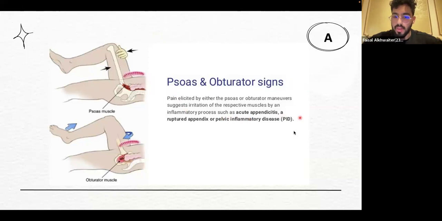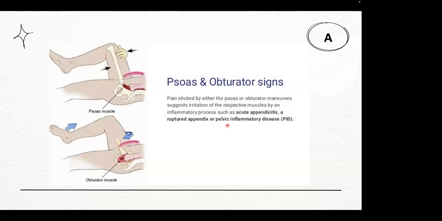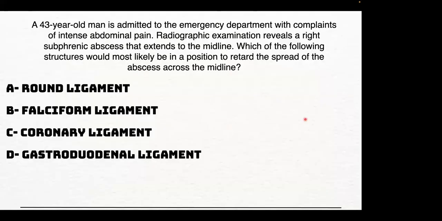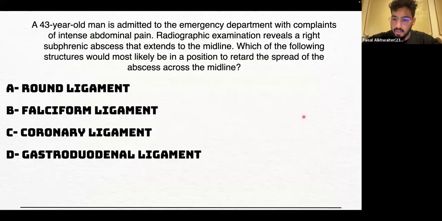So if you have a ruptured appendix, acute appendicitis, whenever the psoas muscle is flexed, it's going to affect the appendix. It's going to push it or irritate it. Do you guys understand now why? Yeah, that's clear. Okay, let's move on. Do you guys have questions?